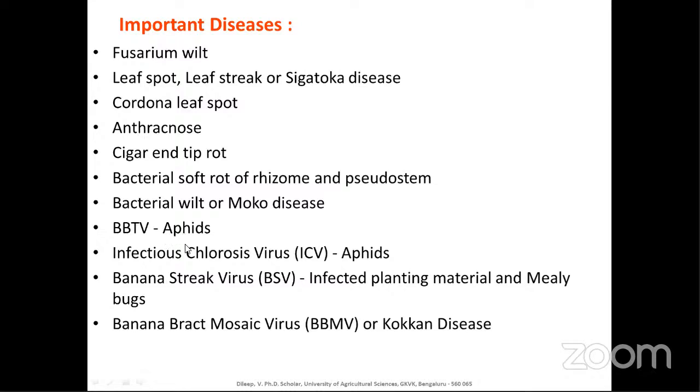When there are alternate hosts or any weeds, this is one of the dangers we can expect, that it spreads through aphids. Also infectious chlorosis virus, ICV, is also transmitted through aphids, and banana streak virus can be transmitted by infected planting materials or also by mealybugs. Also banana bract mosaic virus, BBMV, also known as Kokkan disease. You just remember those things, and the resistant or susceptible varieties and their scientific names I will definitely give in the next class.